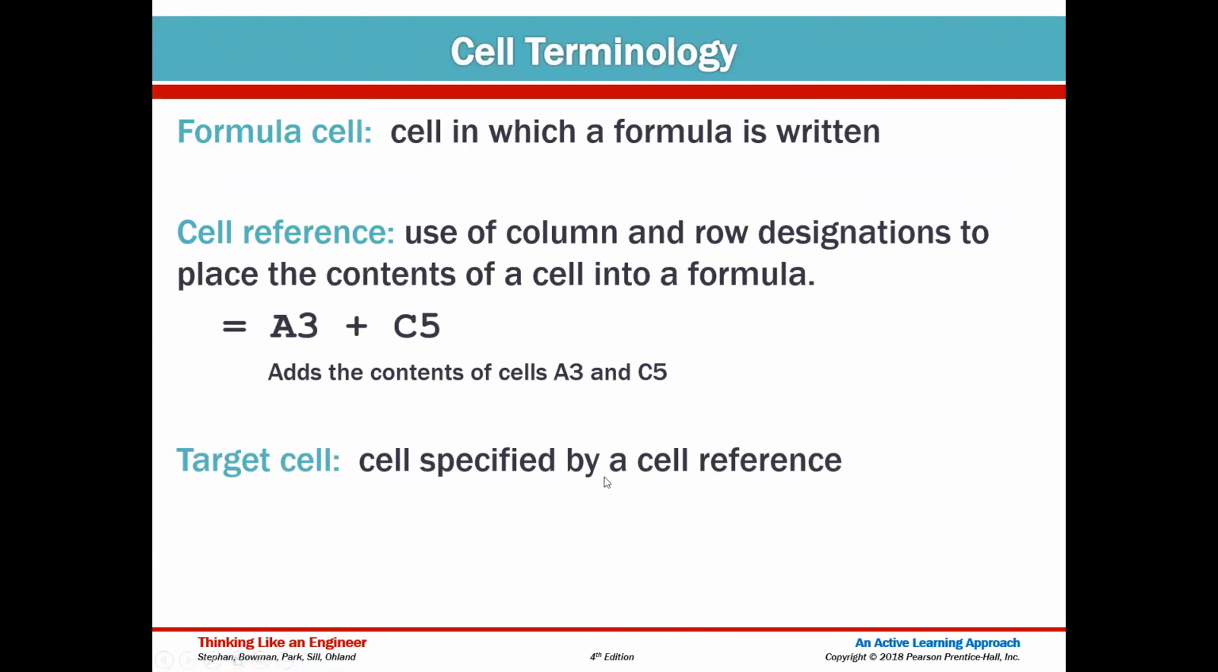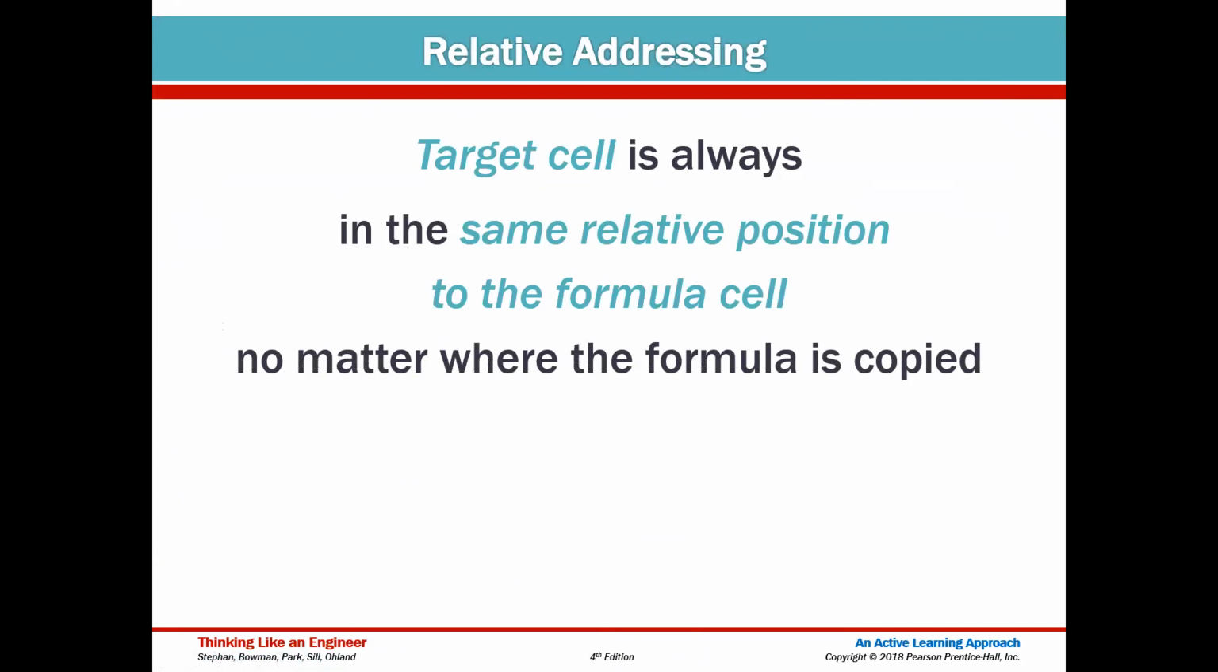Then your target cell is a cell specified by a cell reference. So A3 and C5 are both cell references, so those are your target cells. Your target cell is always in the same relative position to the formula cell, no matter where the formula is copied, when you're using relative addressing. So if you have a formula in, say, cell A4, and we copy that over to D4, because we are staying in the same row, you are only going to move over to D4 when you copy that cell, and it will move by column.